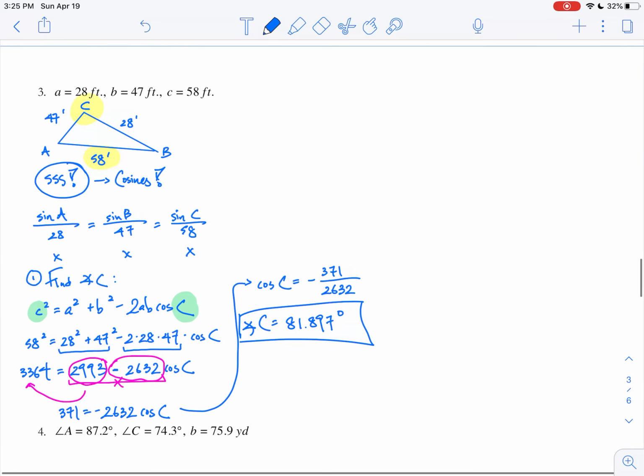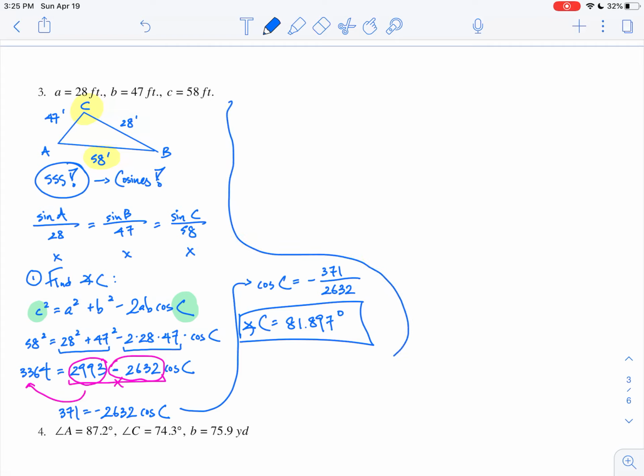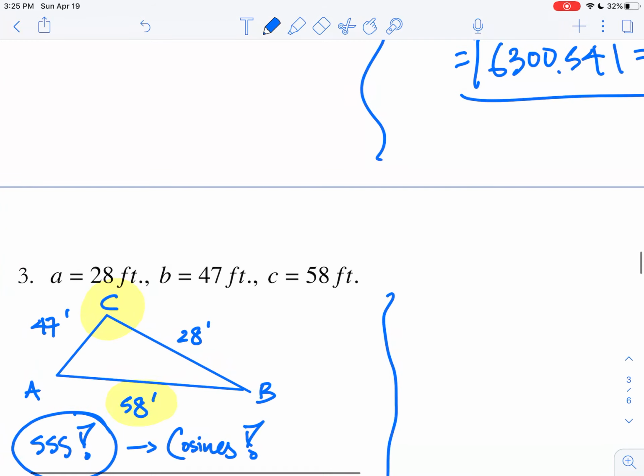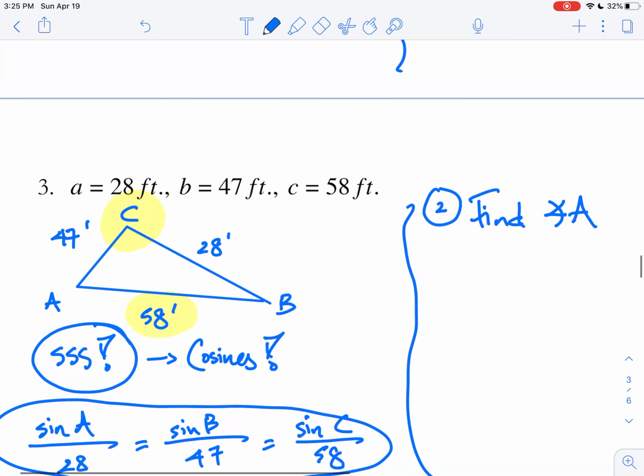Okay? So I've got one angle. Now I could find the other angles by using law of cosines, but this process is a little bit long. So what I'm going to do instead is use law of sines to help me find angle B and angle A. Okay, so let's go in alphabetical order. No other reason really, but let's find angle A.